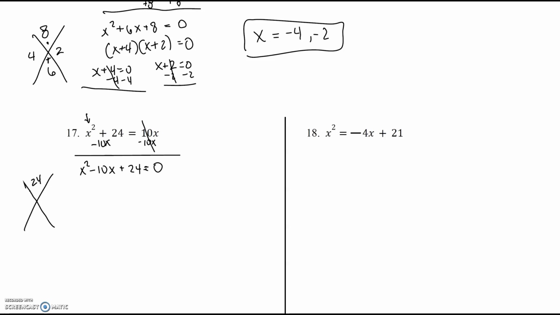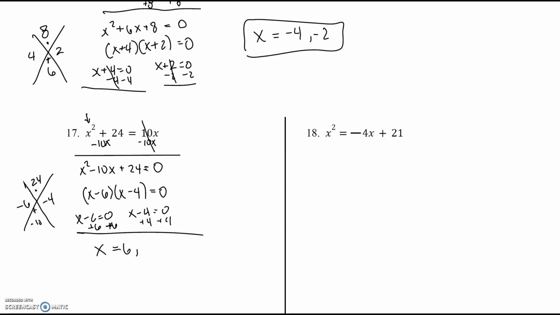Factoring this, what 2 numbers multiply to positive 24 and add to negative 10? Sounds a little bit tricky, and be careful. It's x minus 6 and x minus 4. Negative 6 times negative 4 is 24, and negative 6 plus negative 4 is negative 10. We take each of our factors, set them equal to 0, add 6, and add 4 to the 2 different equations to give us our 2 answers of x equals 6 and x equals 4.